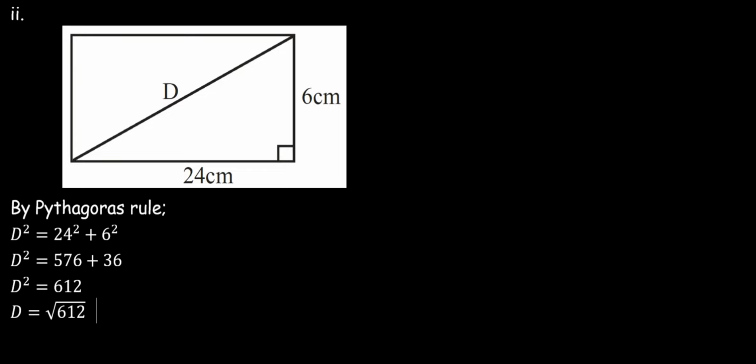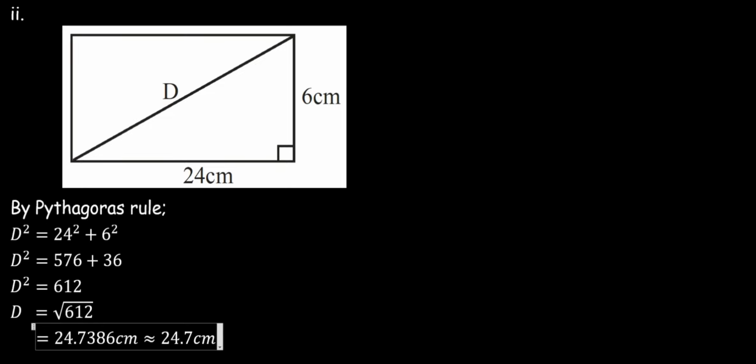From the right angle triangle that is formed in the rectangle there, D square will be equals to 24 square plus 6 square. That is Pythagoras rule. Simplifying, we have D square is equals to 576 plus 36. And that will give us D square equals to 612. Thus, D will be equals to square root of 612. And that is equals to 24.7386 cm. Approximately equals to 24.7 cm to 1 decimal place.